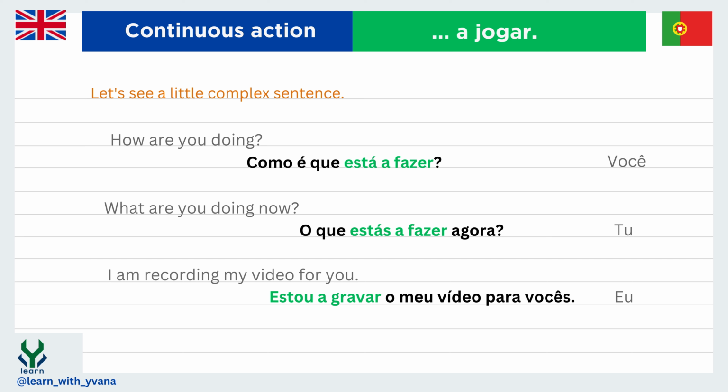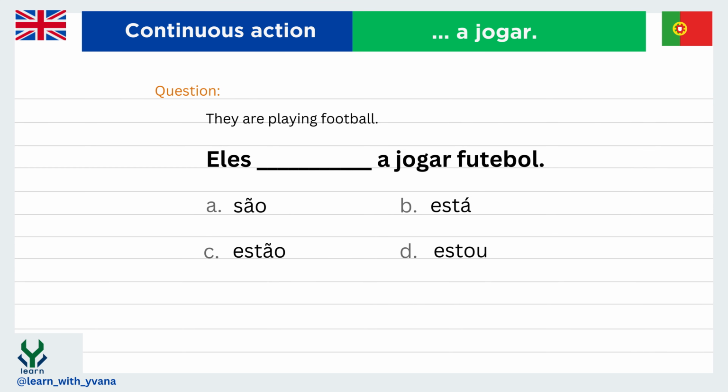Here you see the same pattern, right? Está a fazer when I use você for you. Estás a fazer when I use tu for you. And estou a gravar.